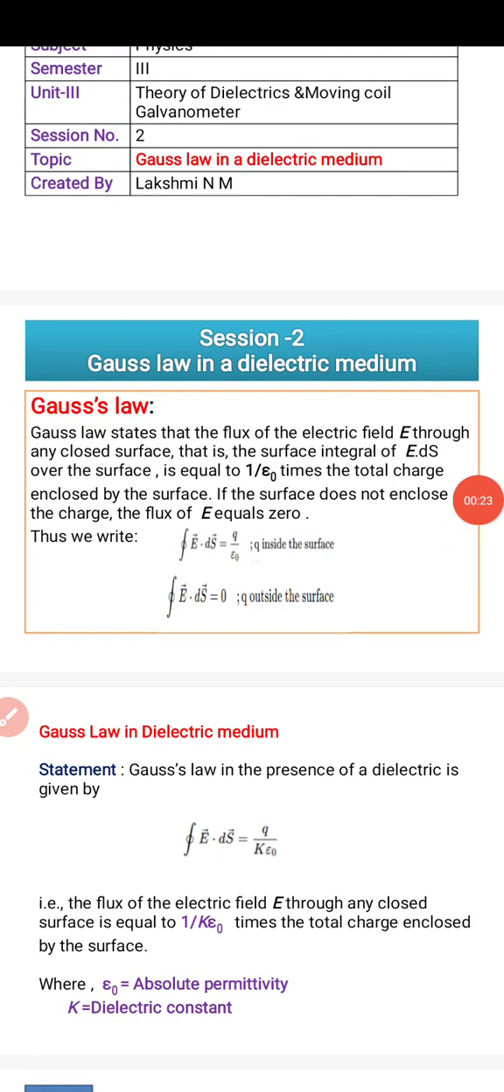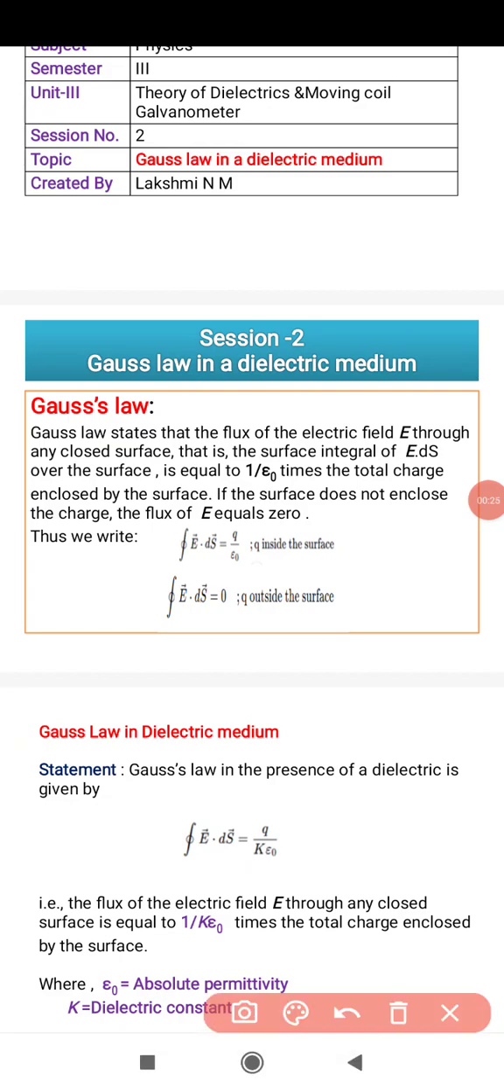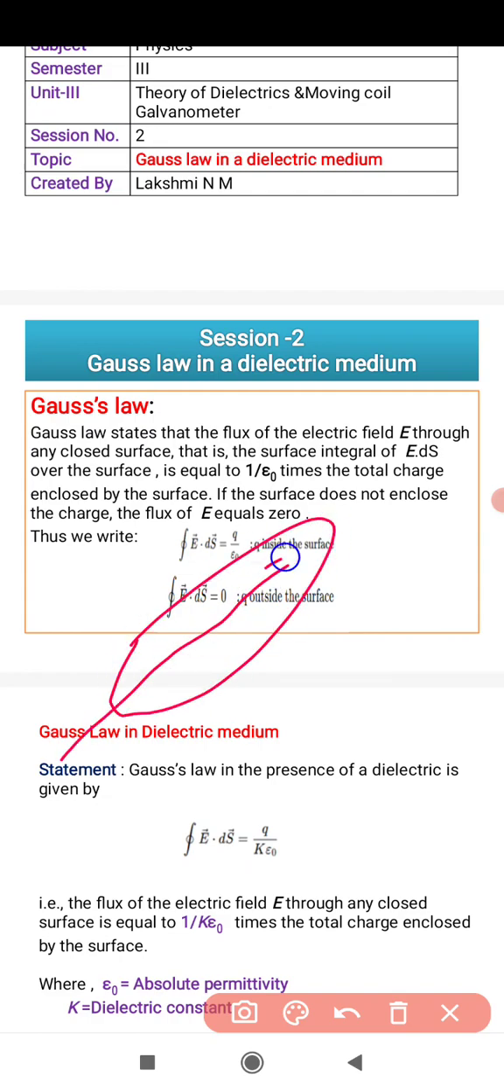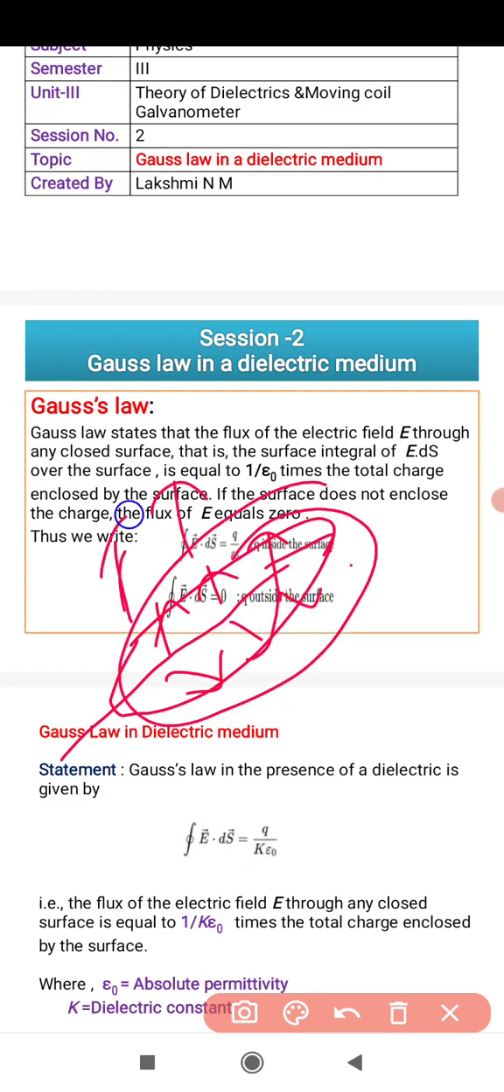Before going to Gauss law, first we see electric flux. Electric flux means, if I consider one conductor, the electric field will be flowing through this conductor. The number of electric lines of force will be obtained around this conductor. So the number of electric lines per unit volume is called electric flux.